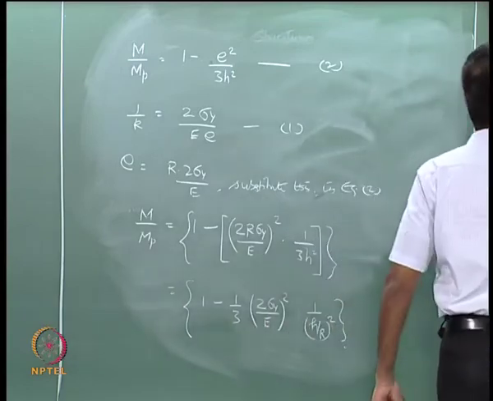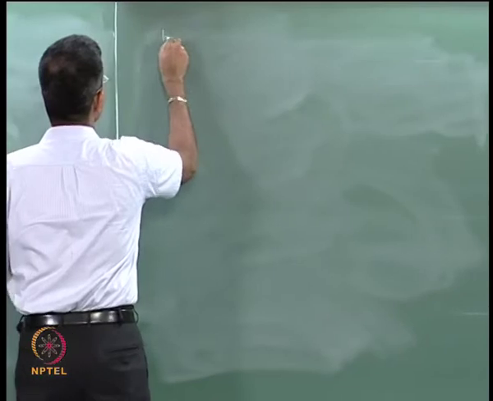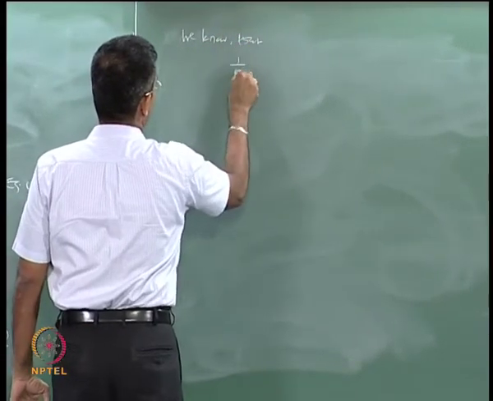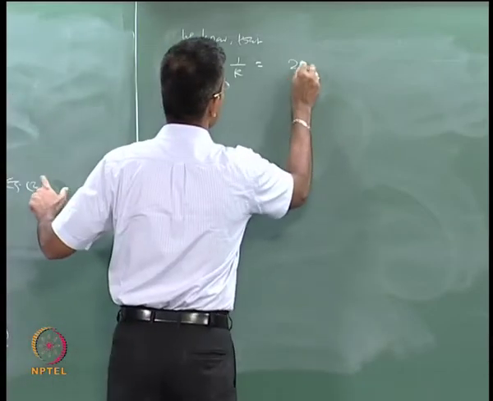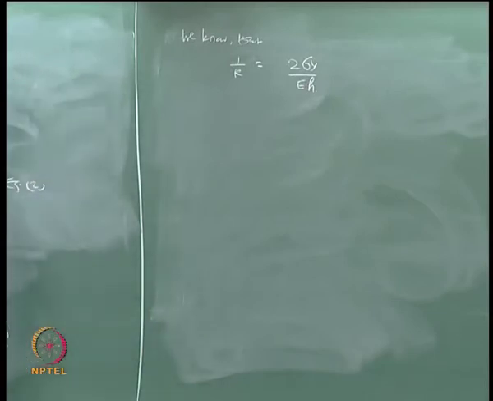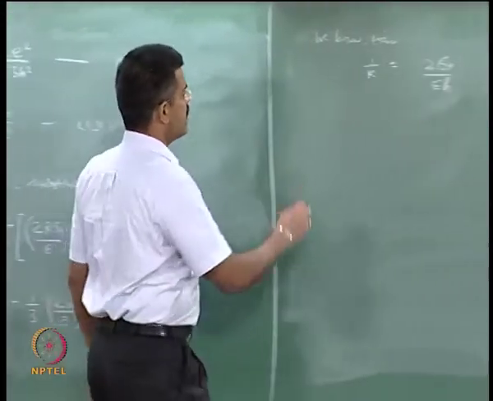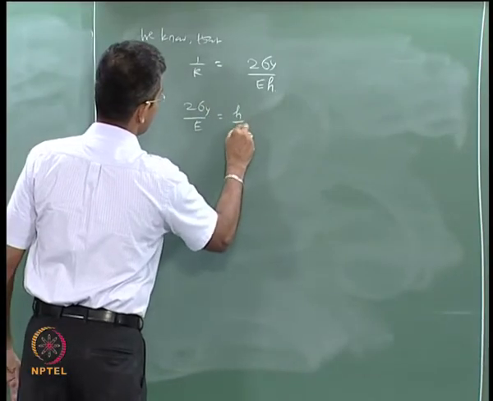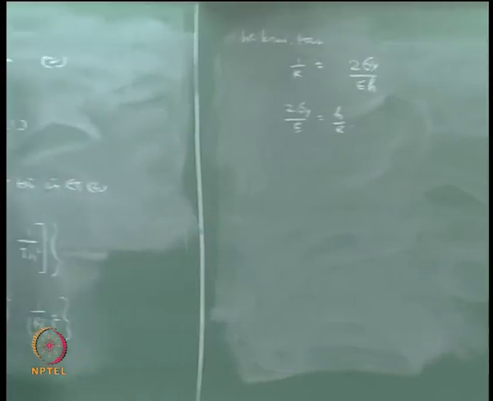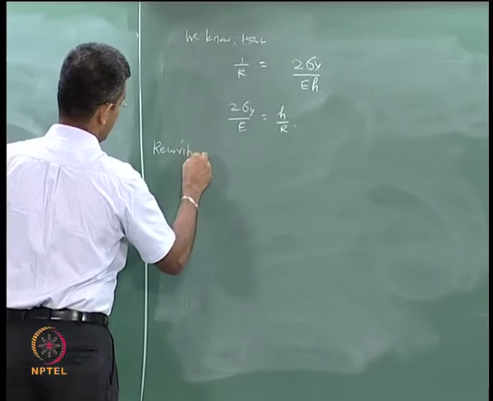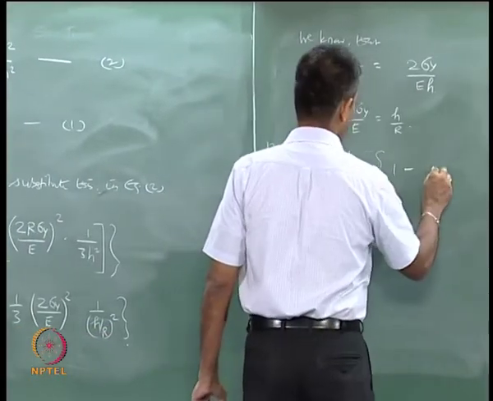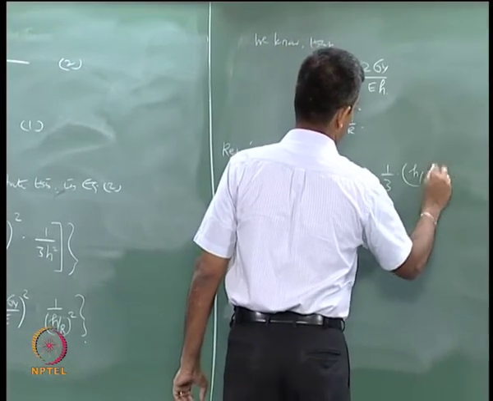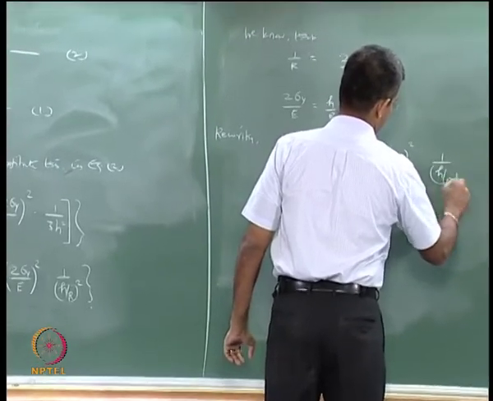We already know that 1 by r, from here, is 2 sigma y by E h. So 2 sigma y by E can be replaced as h by r. So, rewriting, M by Mp equals 1 minus 1 by 3 of h by r square, 1 by h by r square.